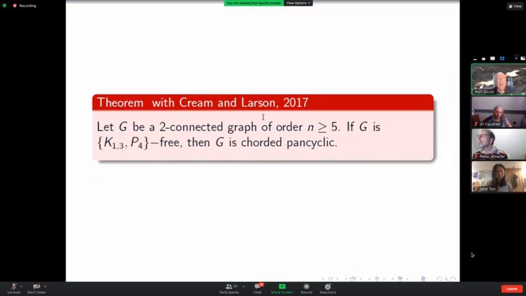All right. Now going back and looking at the paths, we were able to show that claw-P4 free implied chorded pancyclic if n was just 5 or more. And if we took n up to 8, then we could take the path up to a P5. If we took n up to 13, we could take the path up to P6. So just making the graph big enough, any one of the pairs that we saw for pancyclic would give us chorded pancyclic.